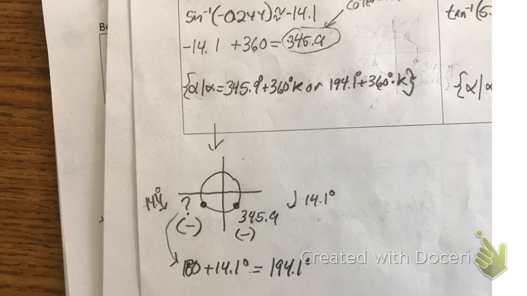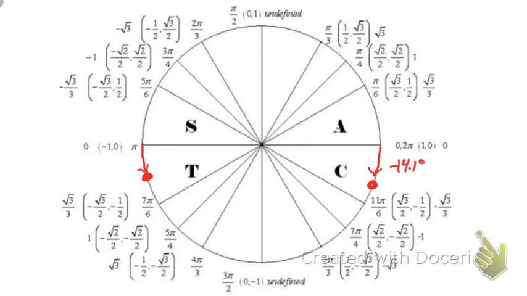Number 3 is sine of x equals 0. Where does sine of x equal 0 on our unit circle? Well, sine of x equals 0 right there. But it also equals 0 at 180 degrees.